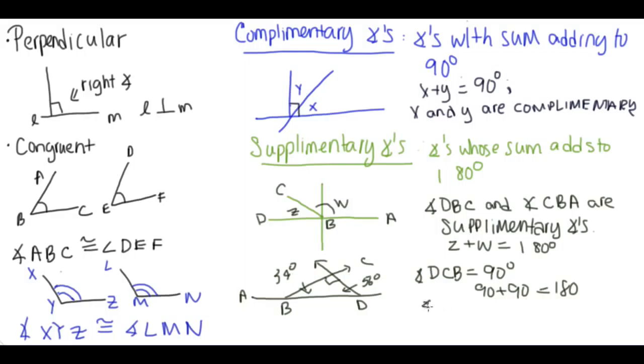So angle CDB and angle CBD are complementary because they add up to 90 degrees.